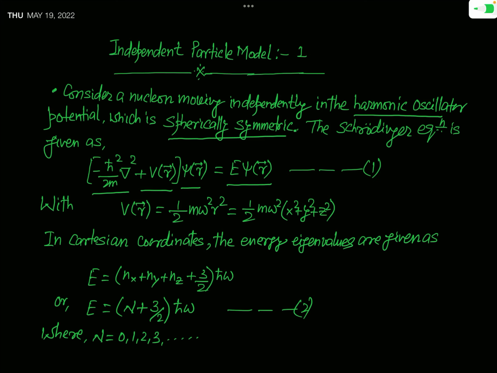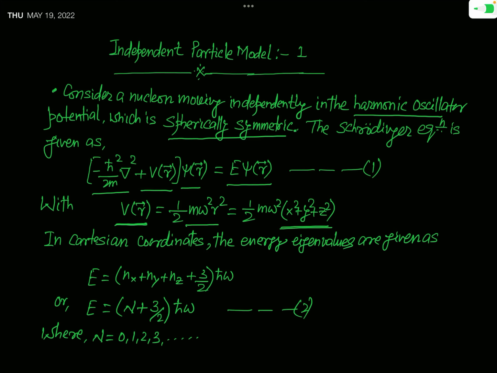Since we are considering the harmonic oscillator potential, the potential function V of r is equal to half m omega squared r squared. Here m is the mass of our nucleon, omega is its cyclic frequency, and r is the distance. In Cartesian coordinates, r squared can be written as x squared plus y squared plus z squared. So the potential function V of r is simply half m omega squared times x squared plus y squared plus z squared.